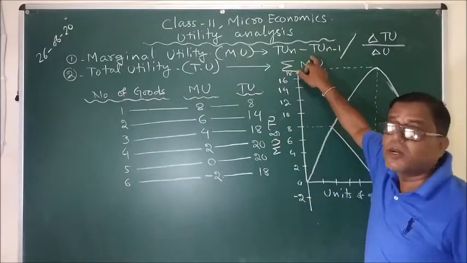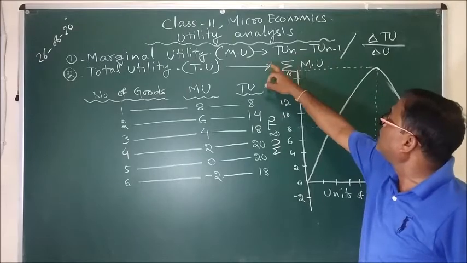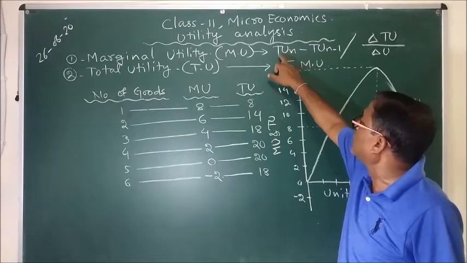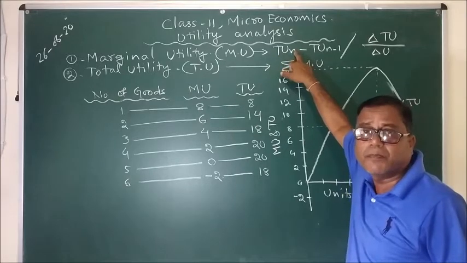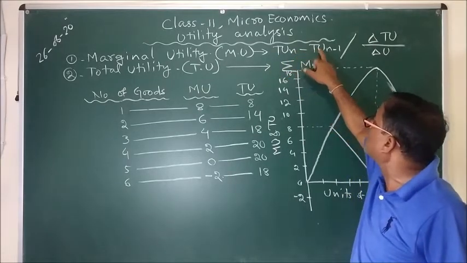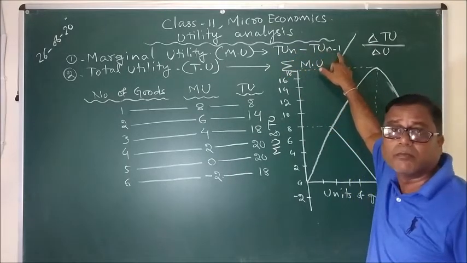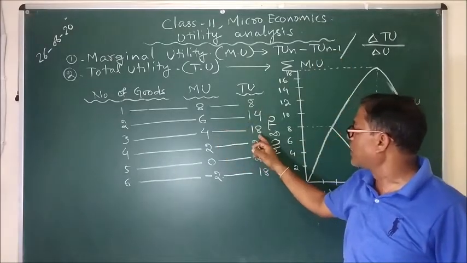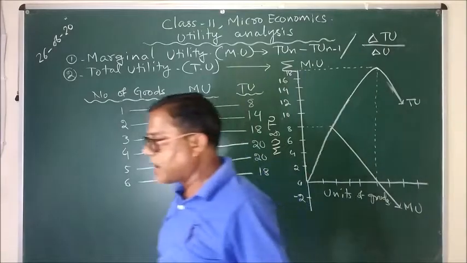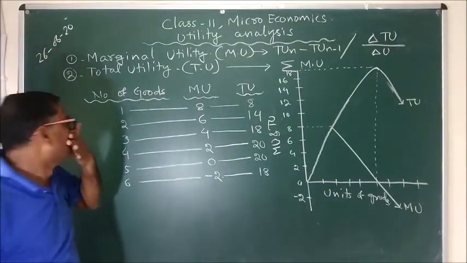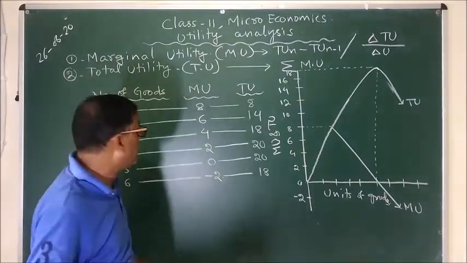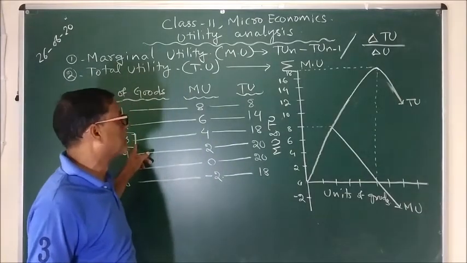We have two formulas to derive marginal utility from total utility. The first formula is total utility of n number of goods minus total utility of n minus 1 number of goods. From this table, just to understand, suppose you are asked what is the marginal utility that we are deriving from the third unit of consumption.